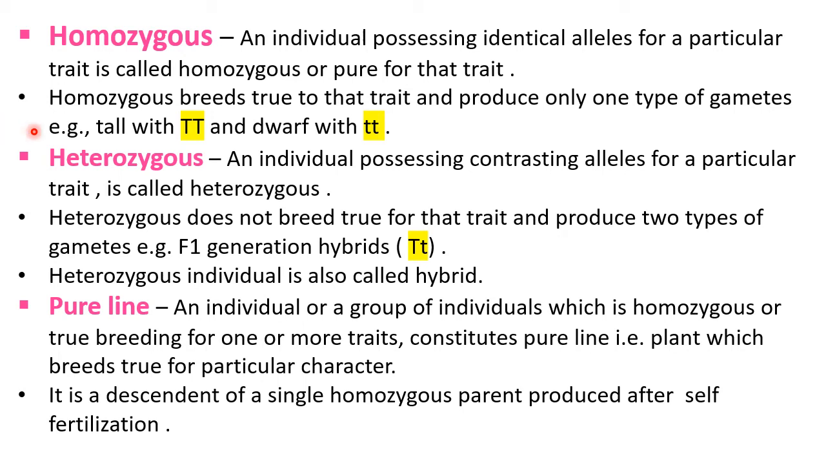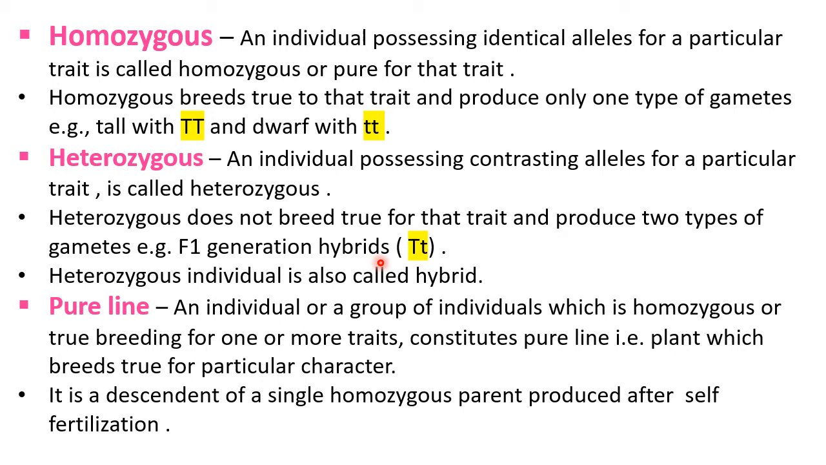The next term is heterozygous. Heterozygous means an individual possessing contrasting alleles for a particular trait. Heterozygous does not breed true for that trait and produces two types of gametes. An example of heterozygous is F1 generation hybrids.